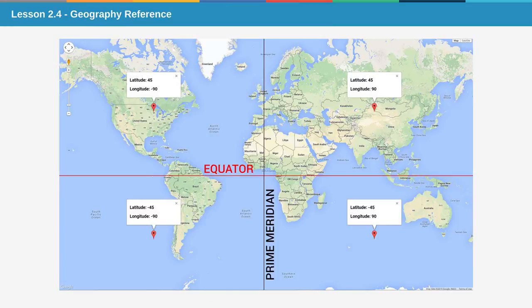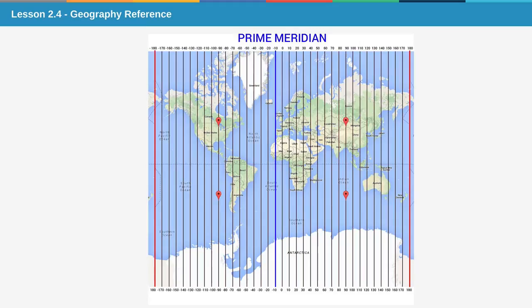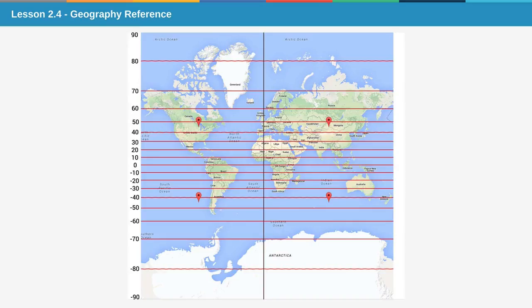There are two familiar reference lines, the equator found at 0 degrees latitude and the prime meridian found at 0 degrees longitude. Longitude lines extend 360 degrees around the Earth and are referenced from plus 180 degrees to the east of the prime meridian and minus 180 degrees to the west. Latitude lines are represented from plus 90 degrees to the north and minus 90 degrees to the south.